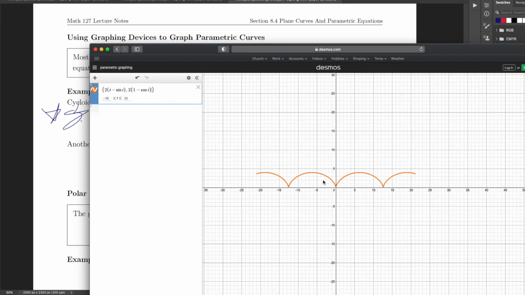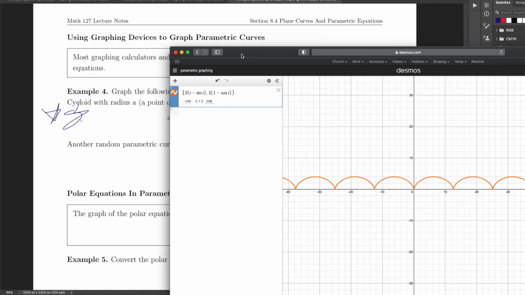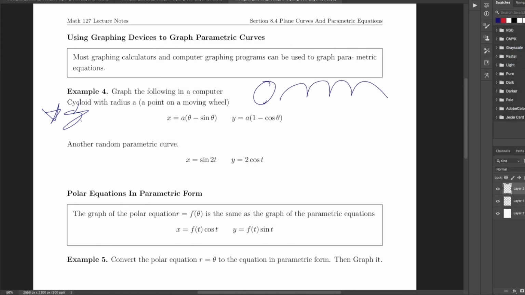And so here, this is a cycloid. Let's just go from minus 100 to a positive 100. And so here, if we look at a point in the wheel, it's going to go boop, boop, boop until the wheel spins around. We use this in physics, and so this is one of the uses of parametric equations.